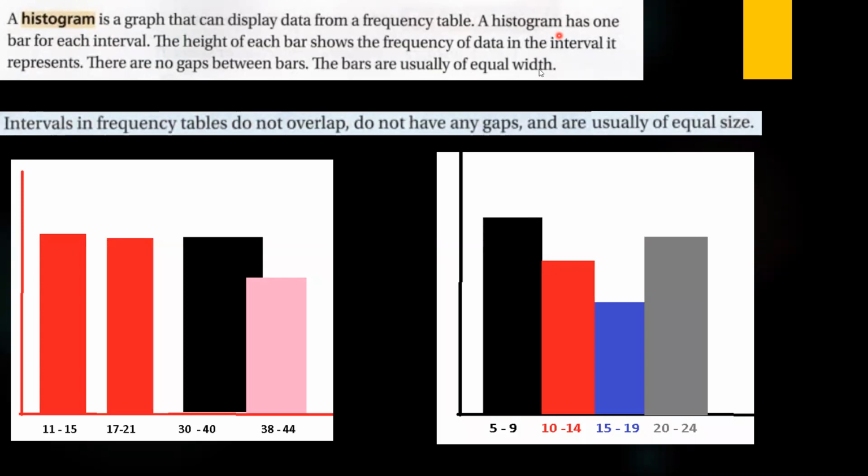What did I mean? Look at the first frequency table here. From 11 to 15. What is the length of the interval here? 5. Teacher, is it 5? Bravo. And from 17 to 21, subtract: just the maximum number minus the minimum number plus 1.